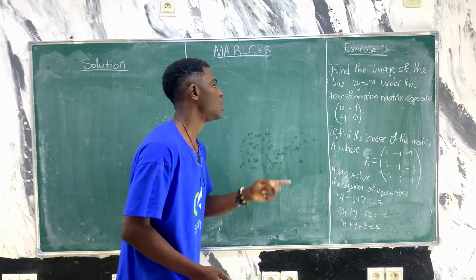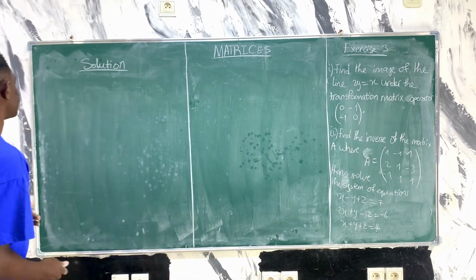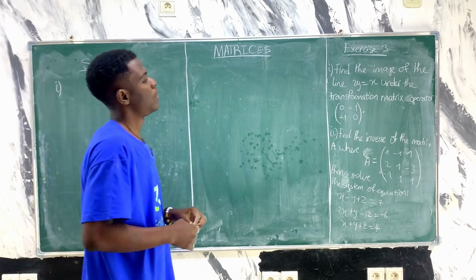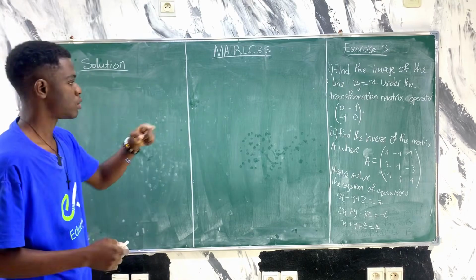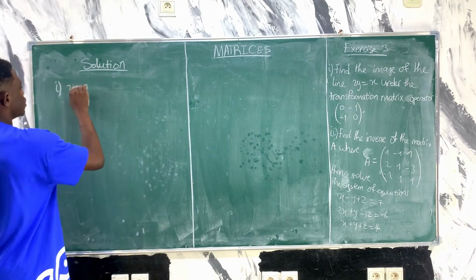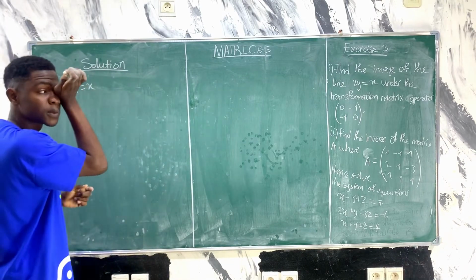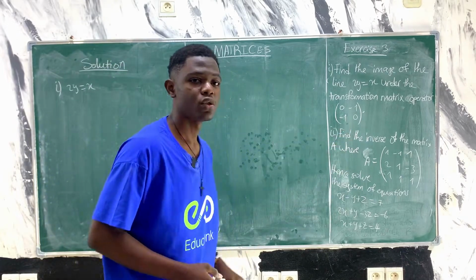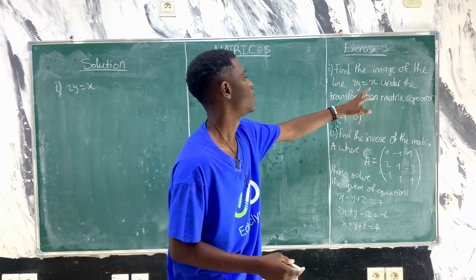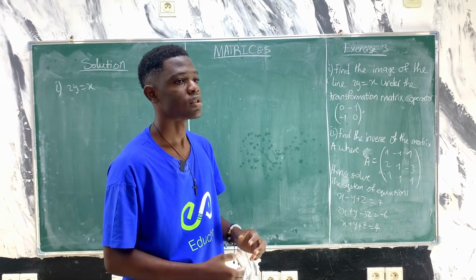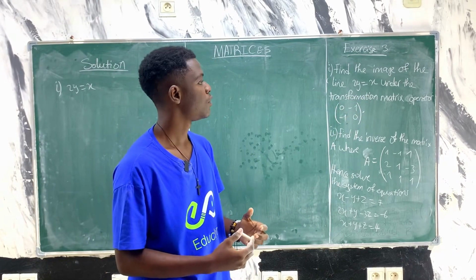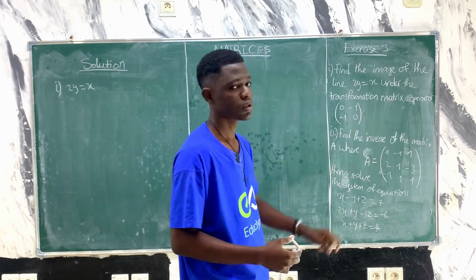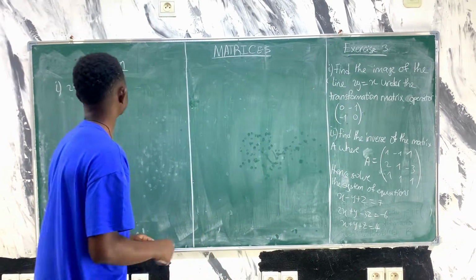I've been doing Roman 2 over and over. So find the image of the line 2y is equal to x under the transformation matrix operator this. So we have this line. They're asking us to find the image of this line under this transformation matrix. How do we do that?